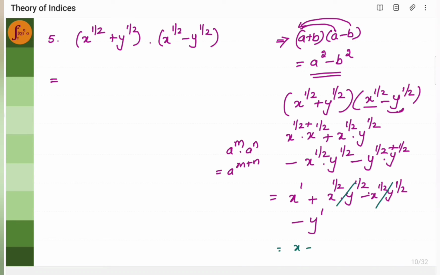You will get x minus y as the answer. Now this is using this multiplication. Even if I use this particular formula, I'll get the same answer.